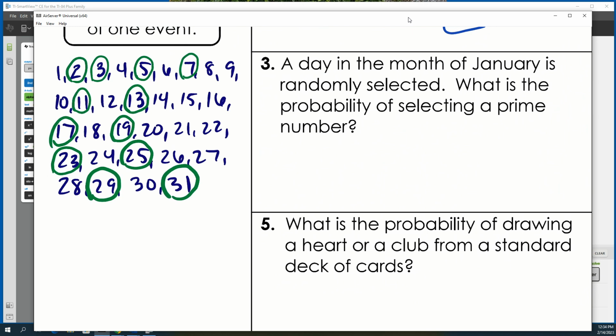Now, there are other questions on the review or on the notes today and on your homework that ask about prime numbers. So this is good. So you know the first however many prime numbers there are, we'll count them in a second, that you can use to do other questions. So on this one, we want the probability of a prime number. Out of those first 31 numbers, how many are prime numbers? It's 11 out of a total of 31 numbers.